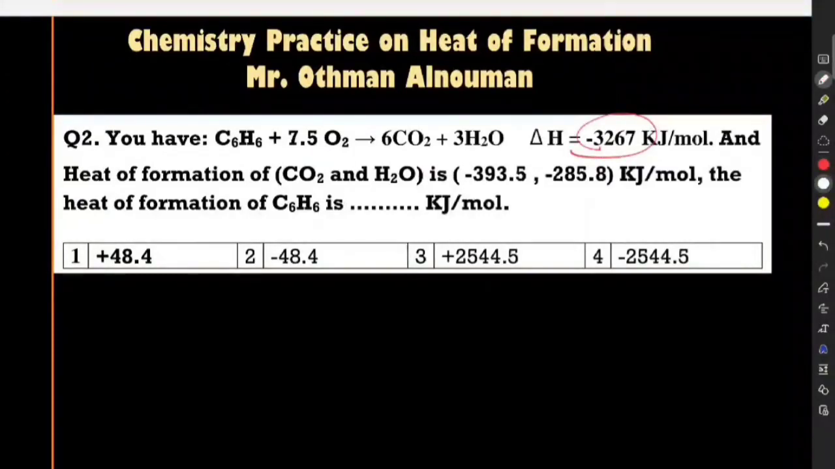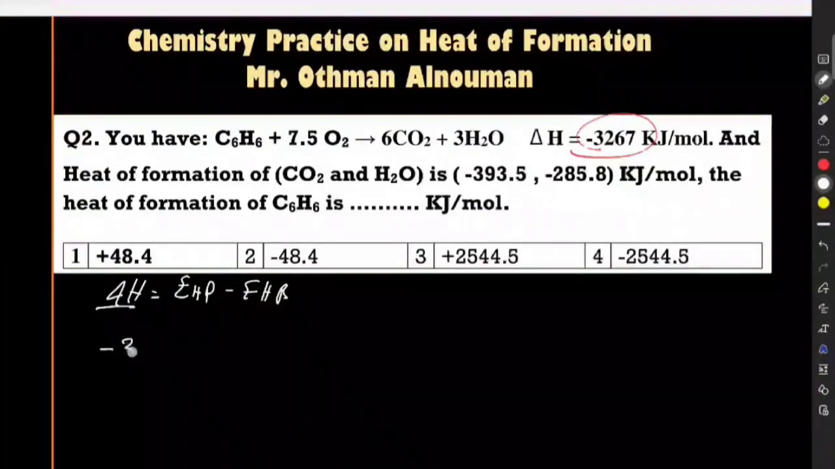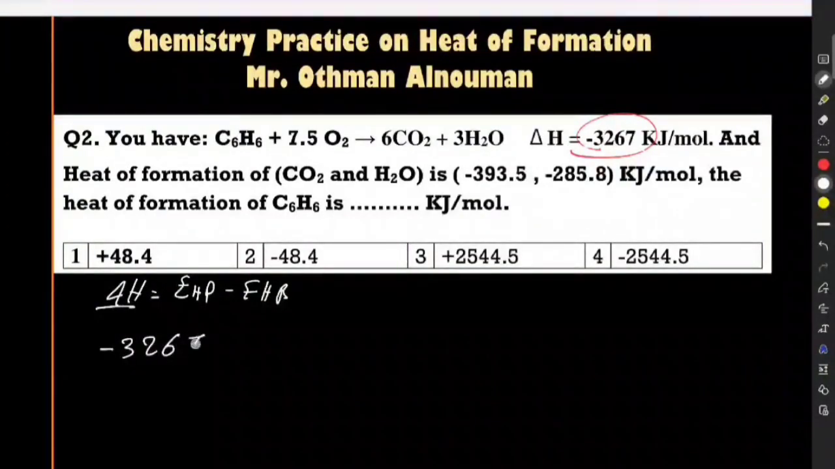We'll apply the equation, which is delta H equals sigma H product minus sigma H reactant. In this case, delta H is given, so I'll say negative 3267 equals the total of this one. Okay, so I will see the heat of formation of carbon dioxide and water.